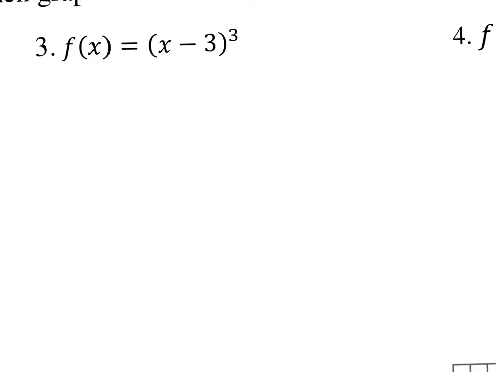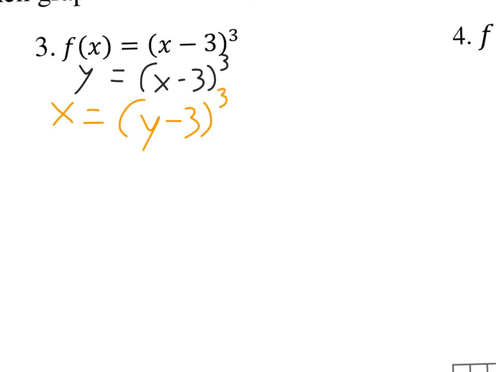Our first step, swap our x and our y. So our f of x is equal to x minus 3 cubed. We know that should be y is equal to x minus 3 cubed. We're going to swap our x and our y. X is equal to y minus 3 cubed. We get rid of that cubed value by taking the cube root of both sides.